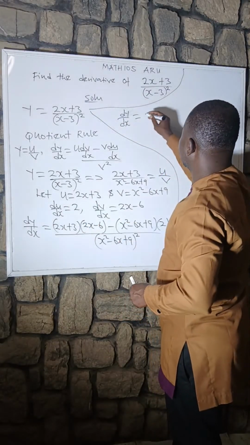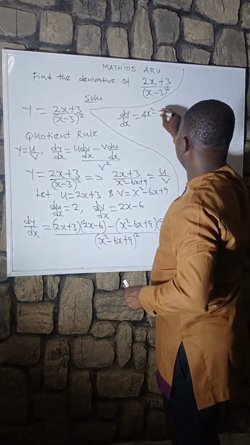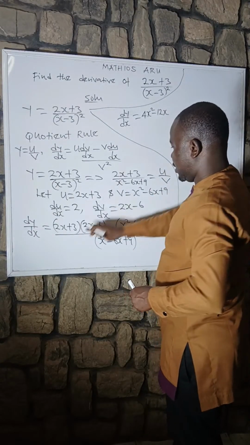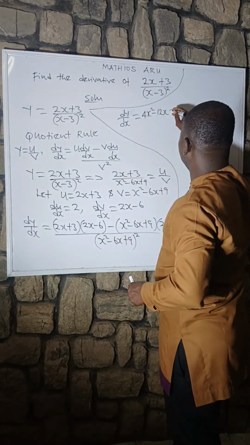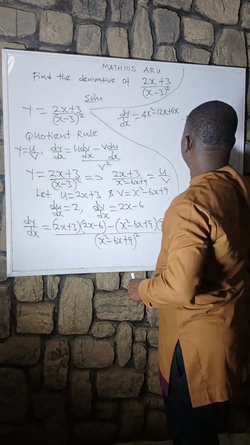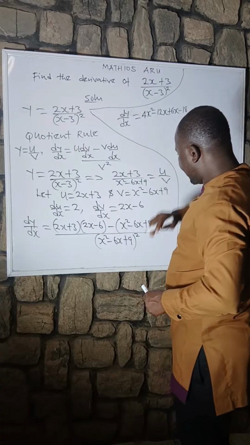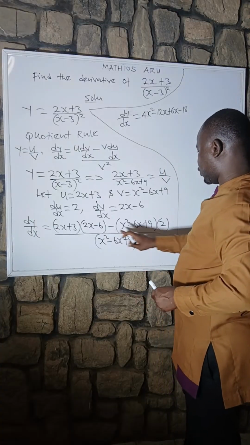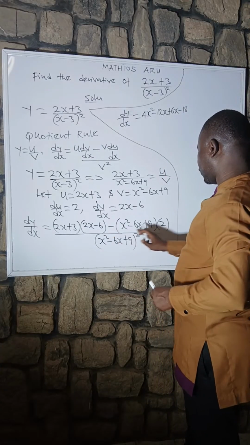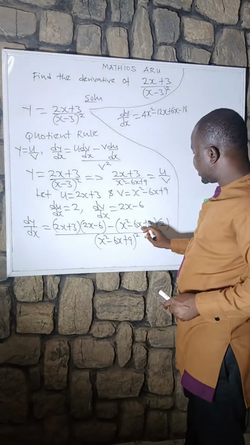2x times 2x, 4x squared. 2x times minus 6 is minus 12x. 3 times 2x is plus 6x. 3 times minus 6 is minus 18, right? Then we have minus here, so use minus 2 to multiply out this bracket. Do you agree with me?